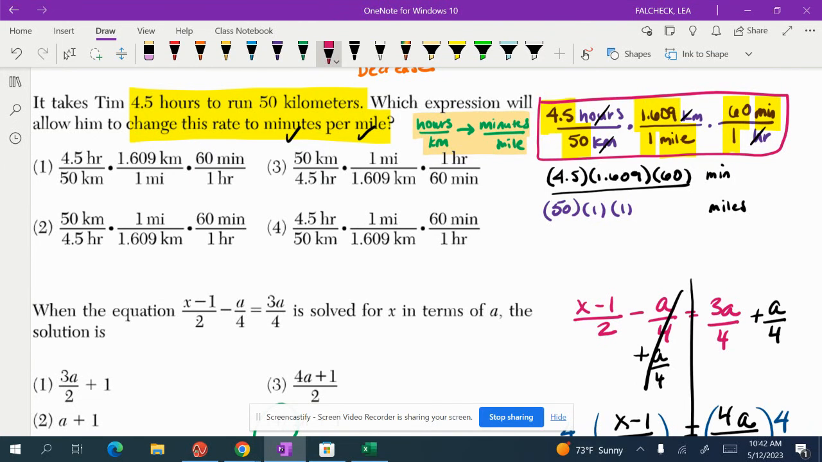Okay, cool. So I've got 4.5 hours over 50 kilometers. He doesn't start with that. He doesn't start with that. And he does. So I'm going to leave choice 1 and choice 4. And the next thing that I set up was 1.609 kilometers over 1 mile. This one does not have it set up that way. This guy is the one that has it set up the correct way. So my answer is choice 1.